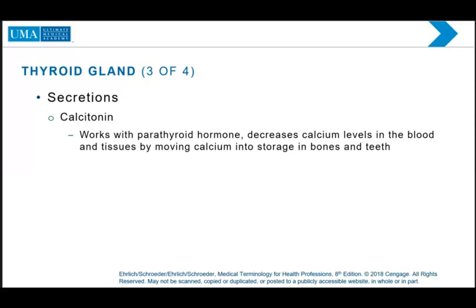Other secretions from the thyroid gland: calcitonin, which works with the parathyroid hormone, and it decreases calcium levels in the blood and tissues by moving calcium into storage in bones and teeth.